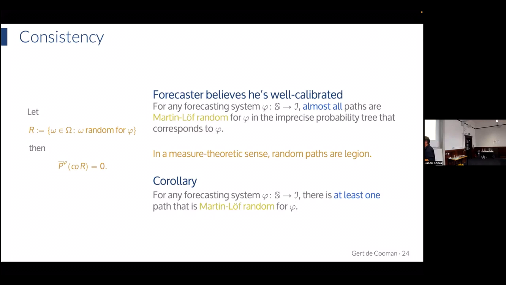So this is why we call this well calibrated. You are well calibrated as a forecaster if you do not allow anybody to become infinitely rich in a computable way with your forecasts. People cannot use you as a way to become infinitely rich by your forecasts. That is why we call this calibration. Okay. And so if you have any forecasting system, there is always going to be one path that is random. And we'll be using that quite often.